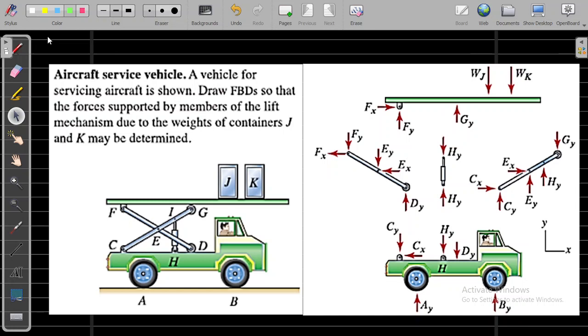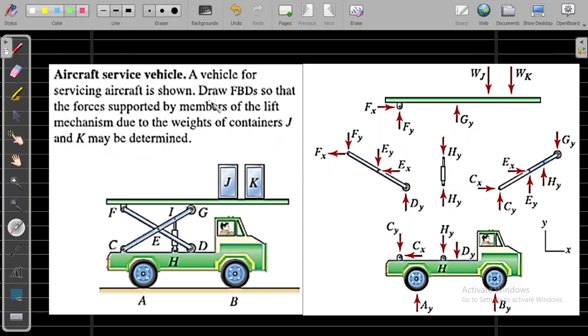Thanks. So the problem at hand is related to an aircraft service vehicle. Okay, so what does he say? He is telling us that a vehicle for servicing aircraft is shown. Draw the free body diagram so that the forces supported by the members of the lift mechanism due to the weights of the container J and K may be determined.